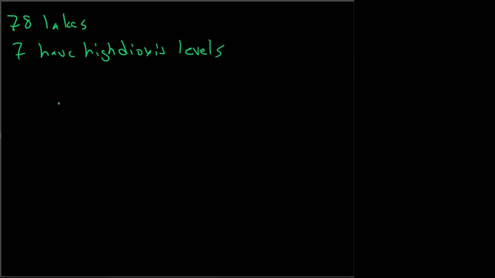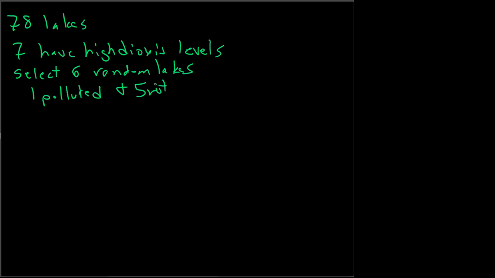So how many ways, if we select 6 random lakes, how many ways could you have 1 polluted and 5 not polluted? And this becomes a counting experiment where we have 2 things we need to count.